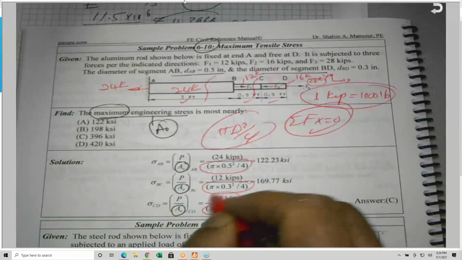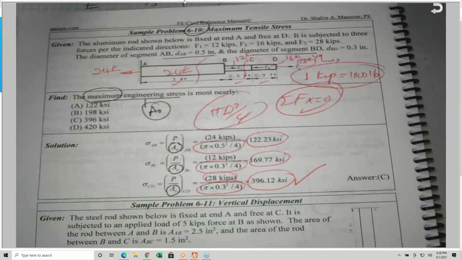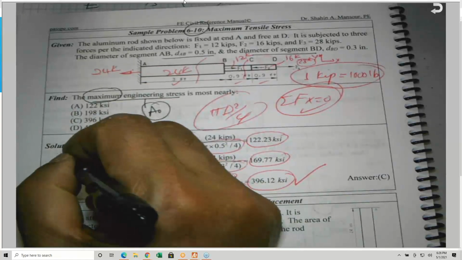So I calculate the stress based on the force acting on the member, and we got this number and this number and this number. Obviously, the largest number is this one here, which is the 396 KSI, kips per square inch. Very, very interesting problem, and we need to be aware of how to calculate the force. Look at it and always draw a free body diagram.